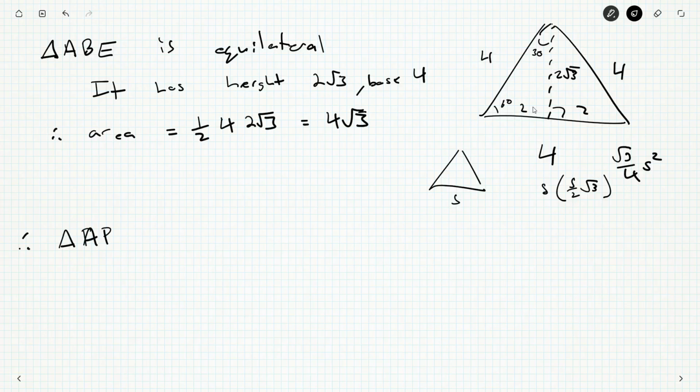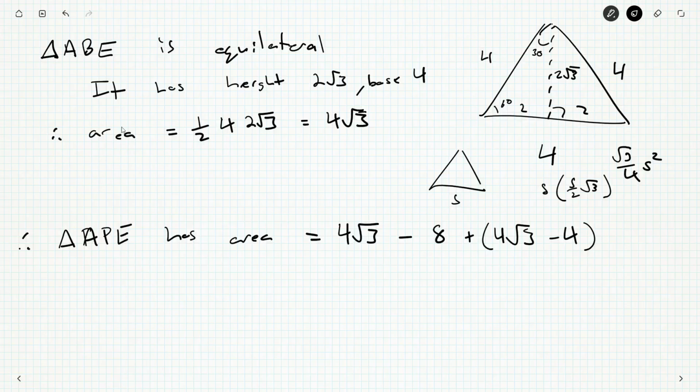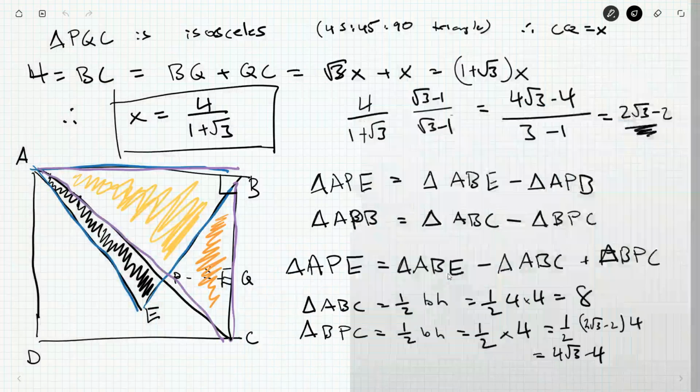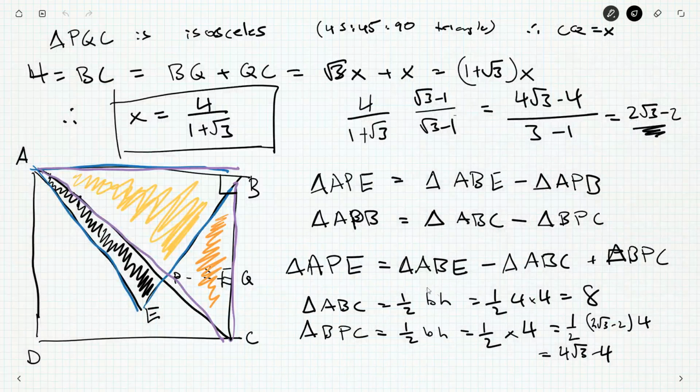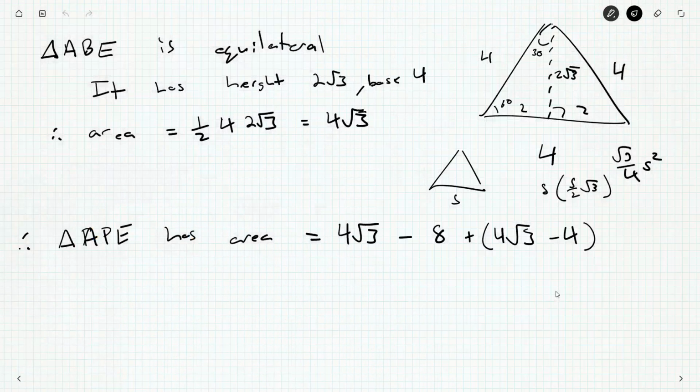So triangle APE has area equal to, well, it's this one, 4 root 3, minus ABC, which was 8, plus 4 root 3 minus 4, if I'm remembering that correctly. Okay, 4 root 3 minus 4. So it's ABE minus ABC plus PBC. But then this is 8 root 3 minus 12.